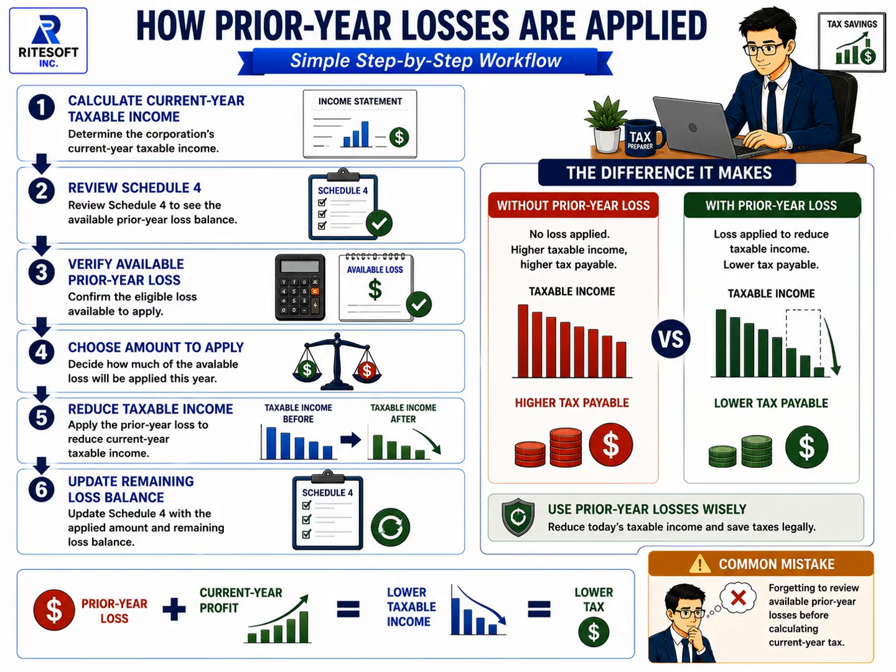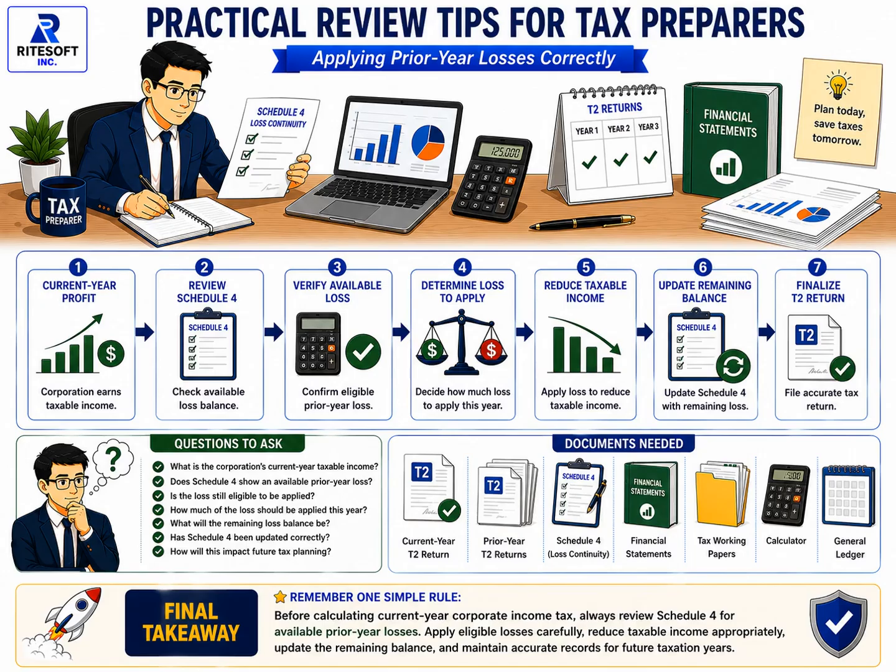Following this workflow helps ensure that every available loss is considered, Schedule 4 remains accurate, and the corporation receives the full tax benefit of its prior year losses under the Income Tax Act. Before applying prior year losses to the current year's taxable income, every tax preparer should follow a consistent review process. This helps ensure that the corporation claims the correct amount of available losses, pays only the tax it actually owes, and maintains accurate records for future years.